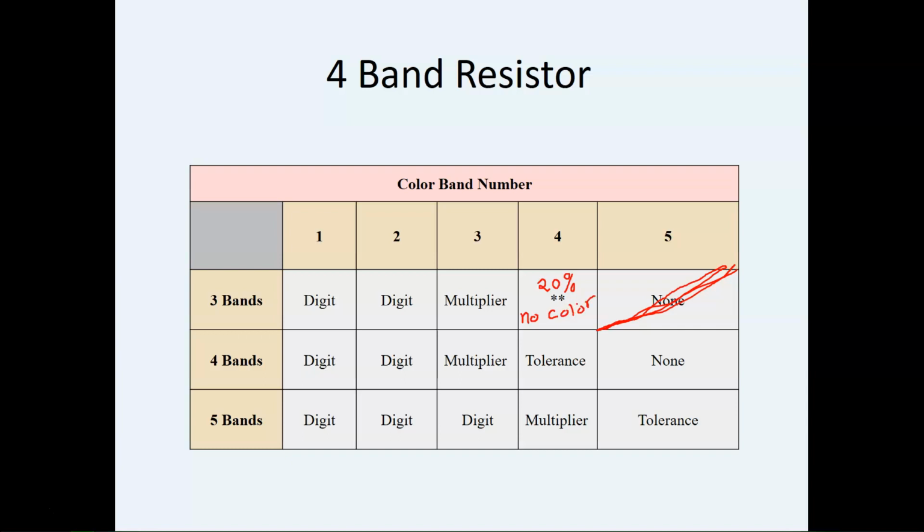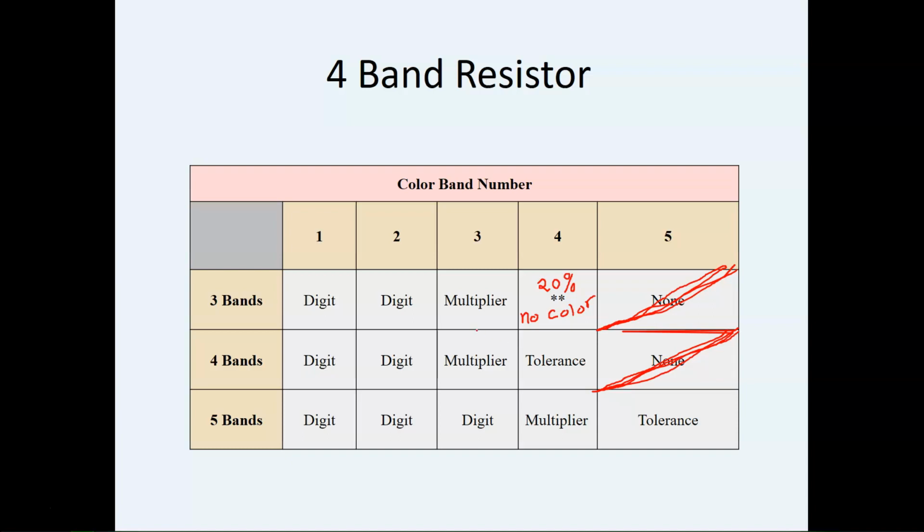For that 3rd band. I'm sorry, for the 4th band, excuse me. For a 4-band resistor, again, you won't need column number 5 here, but you do have 2 digits, your multiplier, and a tolerance. Typically this is gold and silver, but some other ones like red or brown can be part of this.